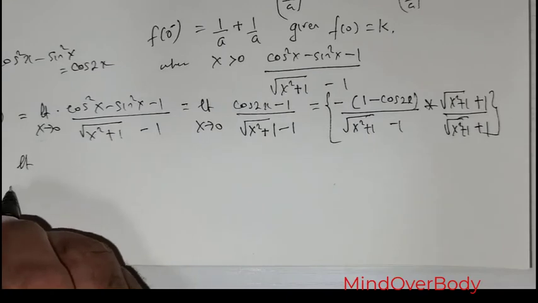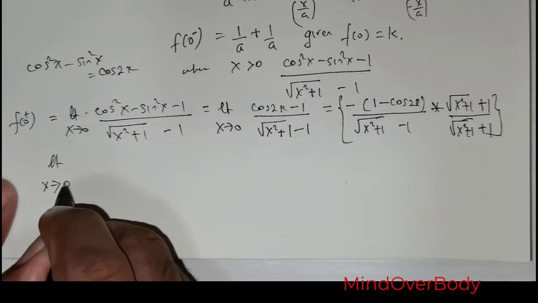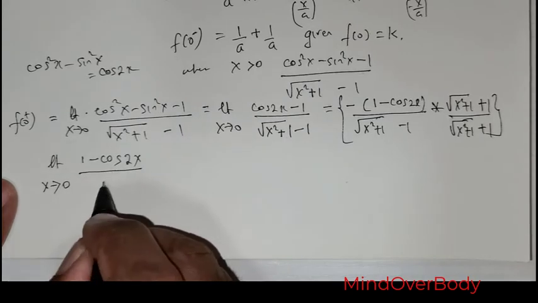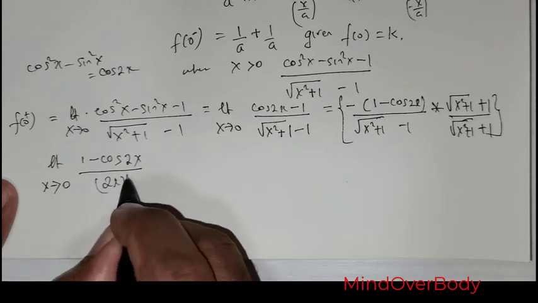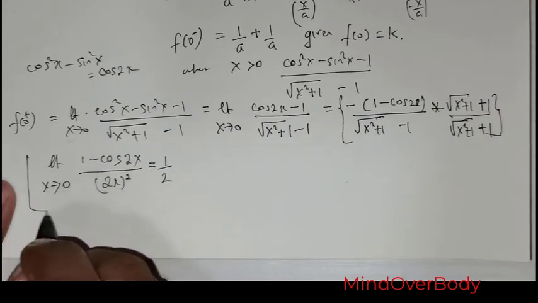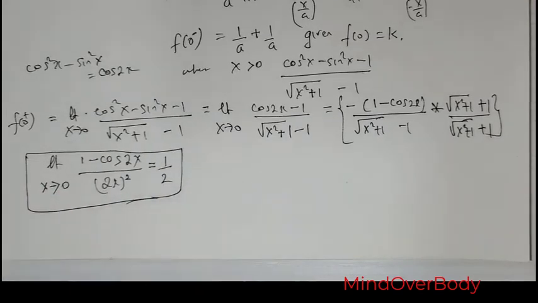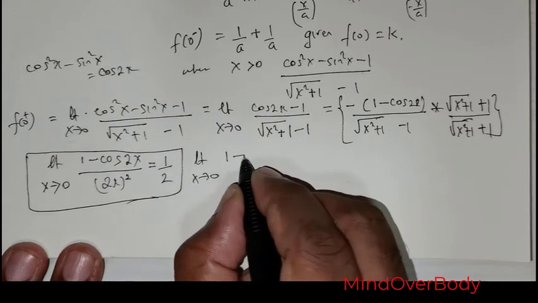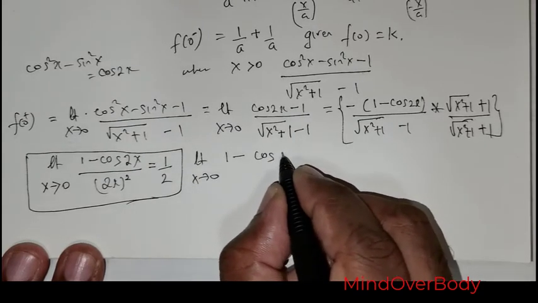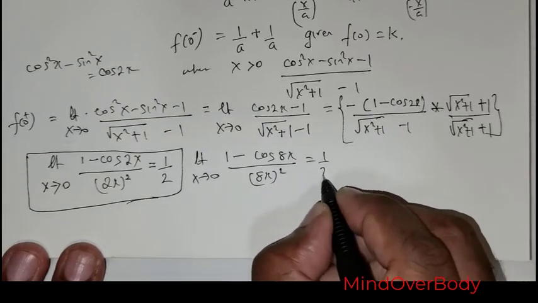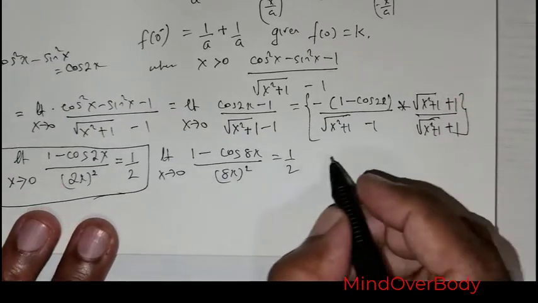Now there is a result which states that limit x tending to 0 of 1 negative cos 2x divided by 2x raised to the power of 2 is going to be 1 over 2. You can easily verify this result. In fact this result will be true for anything. Say for example, limit x tending to 0 of 1 negative cos 8x divided by 8x raised to the power of 2. This is also going to be equal to 1 over 2. Now let me just show this to you.